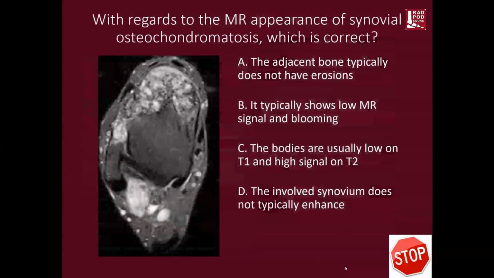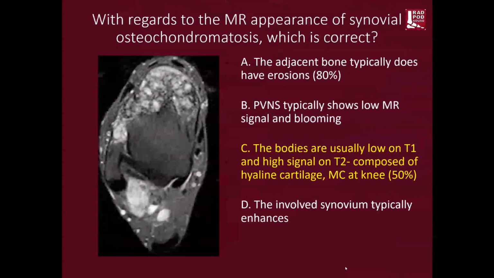With regards to the MR appearance of synovial osteochondromatosis, which is correct? Is the adjacent bone typically not eroded? Does it typically show low MR signal and blooming? Are the bodies usually low on T1 and high on T2? Is the involved synovium not enhancing? Which of these is correct?